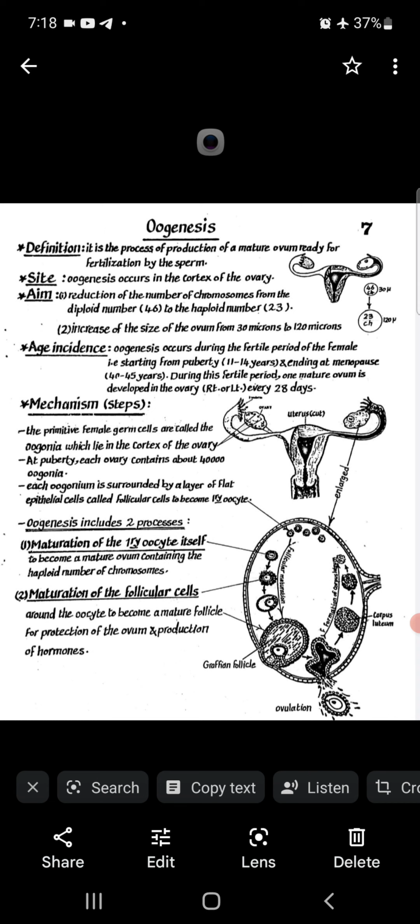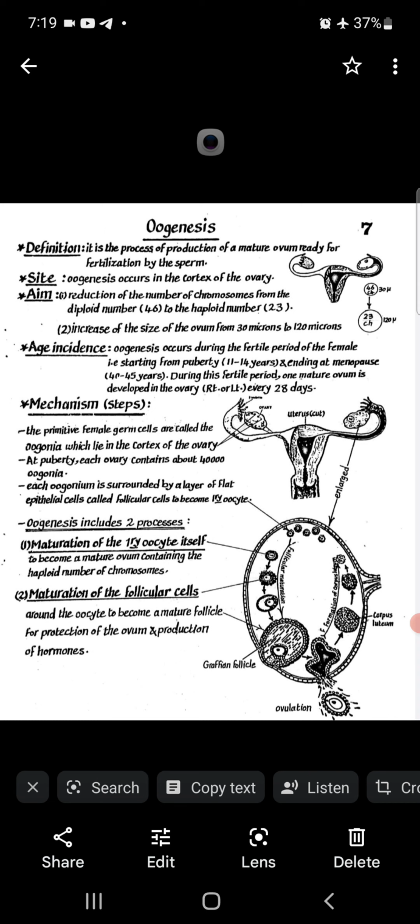Now come to the age incidence, in which age oogenesis occurs. Oogenesis occurs during the fertile period of the female. And what is the fertile period of the female? From puberty to before menopause. Oogenesis starts from puberty, 11 to 14 years, and ends at menopause, from 40 to 45 years. During this fertile period, one mature ovum is developed in the ovary every 28 days, meaning each month.